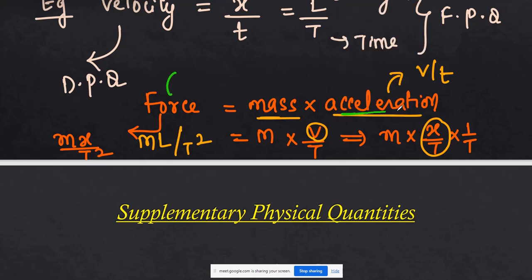Acceleration is a derived physical quantity. Force is also a derived physical quantity. And what about mass? It is a fundamental physical quantity. Clear?